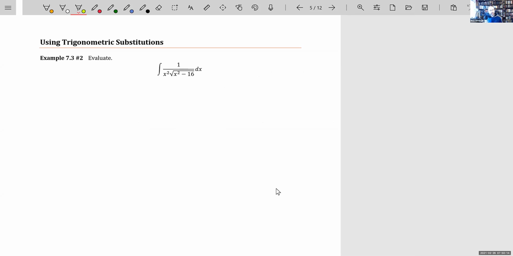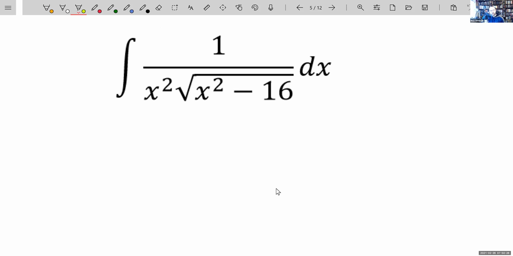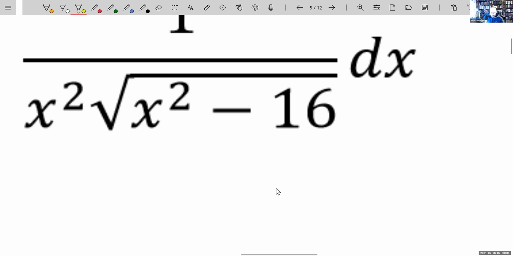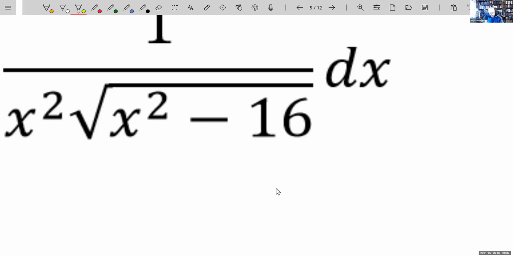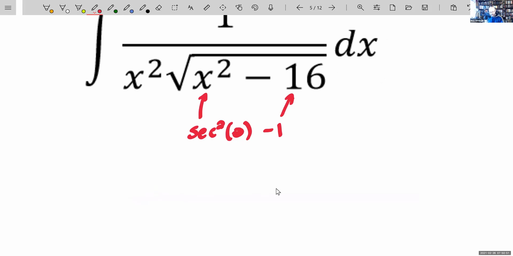All right, let's go back and do this example right here. Evaluate the integral of 1 over x squared times the square root of x squared minus 16. Now, we already have seen this integral, and we tried to do a u substitution. It didn't work out for us. So instead, you look at the form of this and you say, man, you know what that's like? That's like a secant squared minus 1, sort of. It's not exactly, obviously, right? Because that's not a 1, that's a 16. So I'd like that x squared to eventually be a 16 secant squared.